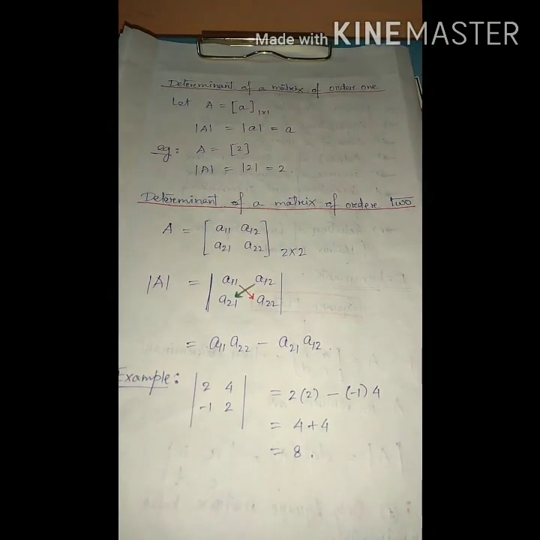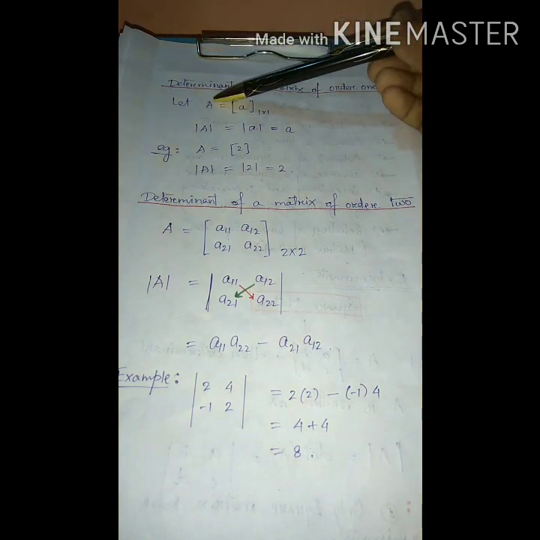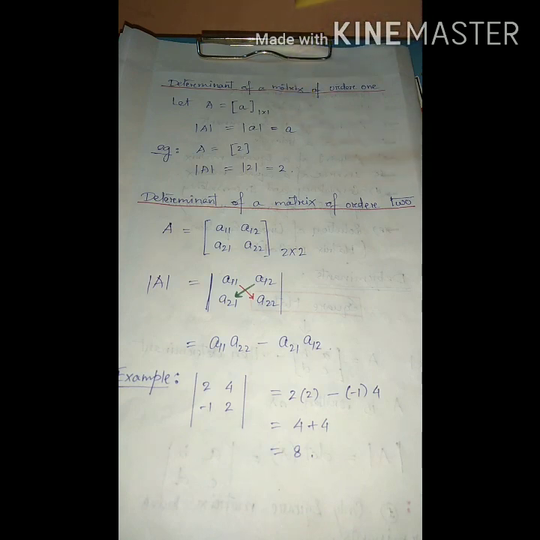Now the determinant of a matrix of order 1 by 1. We consider an example, a matrix A of order 1 by 1. Of order 1 by 1 means obviously only one element. If you find the determinant of this matrix, we use this symbol, determinant of A. Only one element is there, so the value is the same. Here the value is a. From the determinant we find the value.